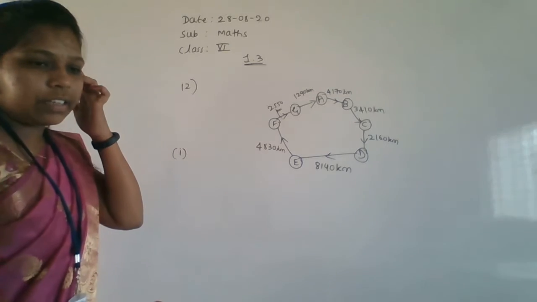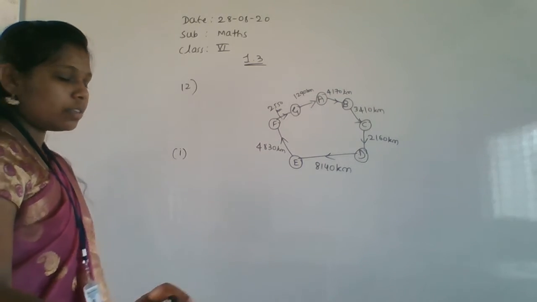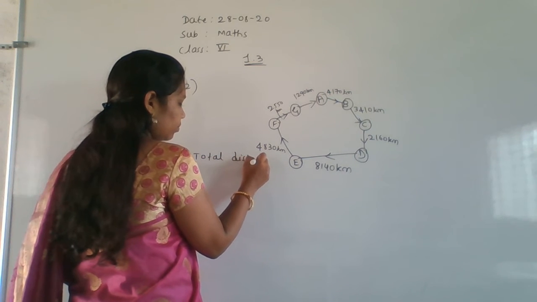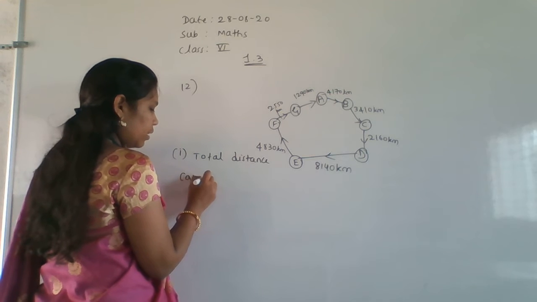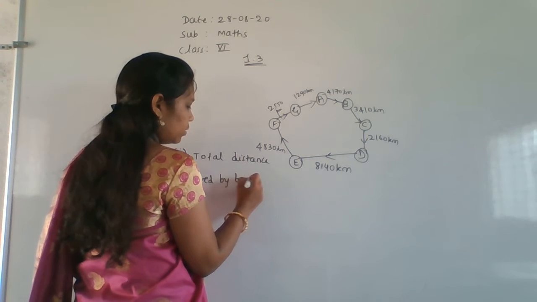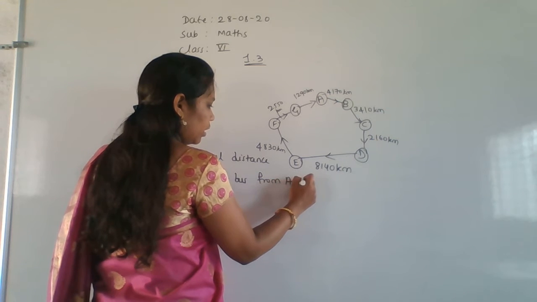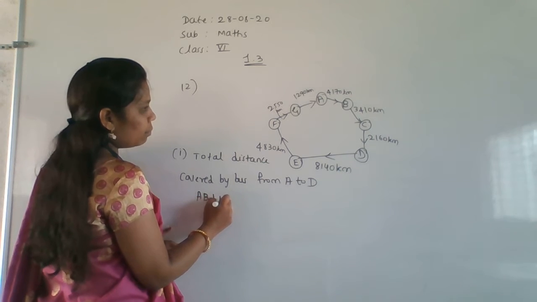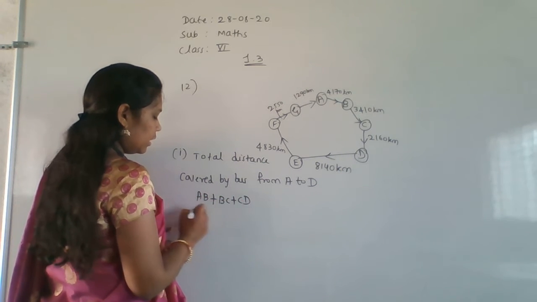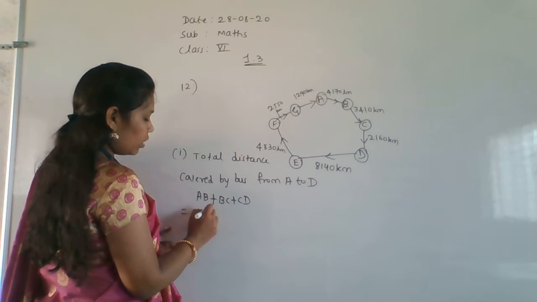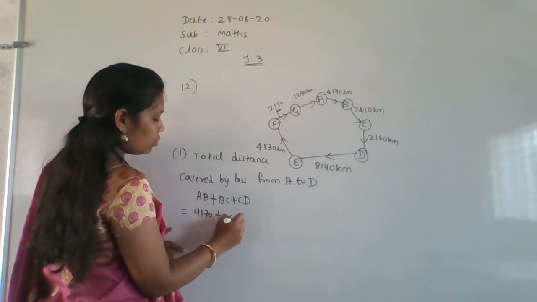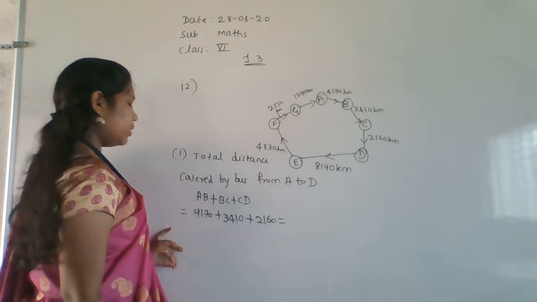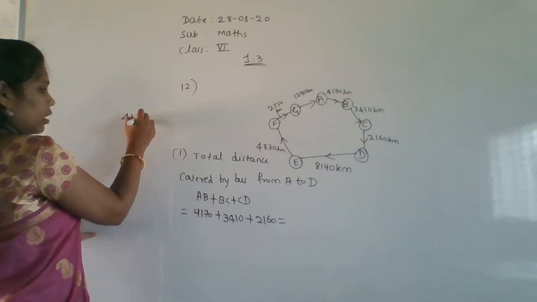So the first one is the total distance covered by the bus from A to D. A to D is nothing but AB plus BC plus CD. That is equal to what? 4170 plus 3410 plus CD is 2160. So find the distance. That is an addition.